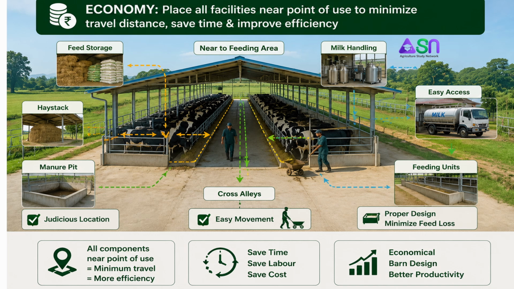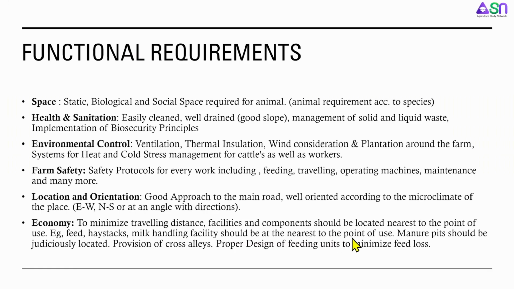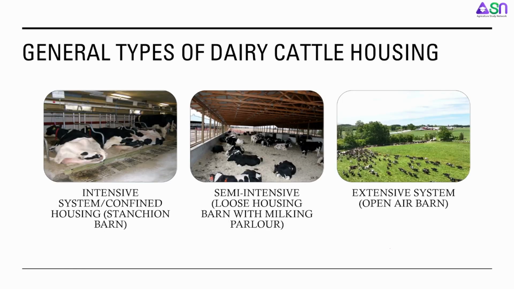For example, we can place feed store component near the feeding area so that workers do not have to travel more distance. Other components should be at the nearest point of use. We need to make dairy cattle barn economical as far as practicable. Generally, there are three types of barn: intensive, which is also called confined, next is semi confined, and extensive system. They may have different names. Sometimes one type can be mixed with another type for achieving good farm efficiency.